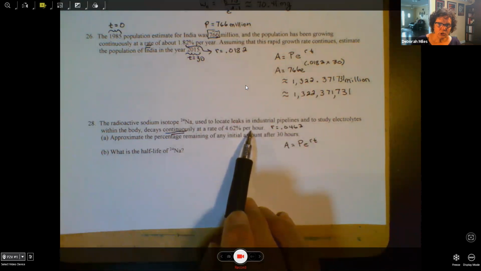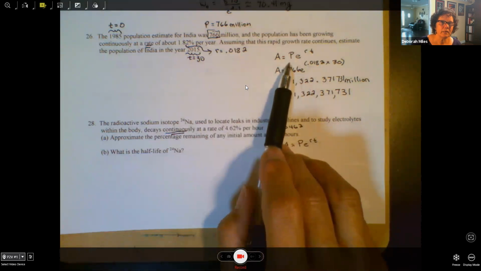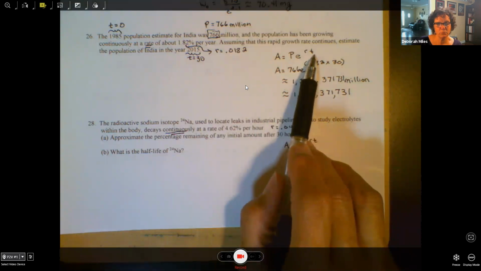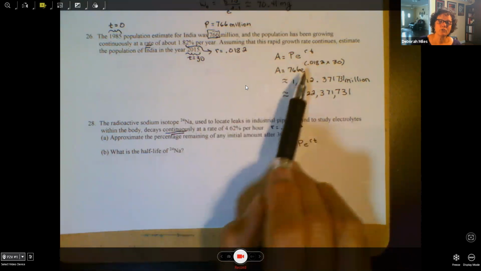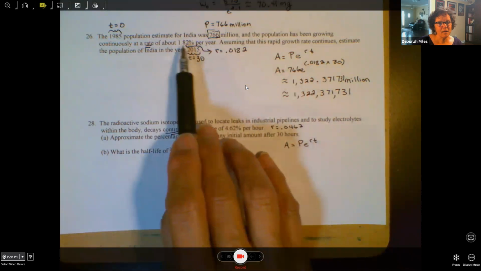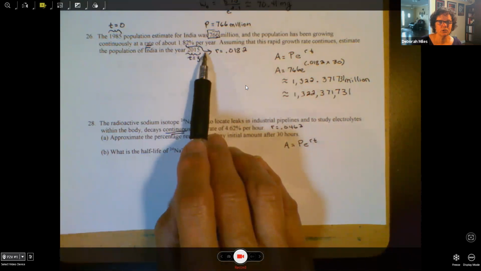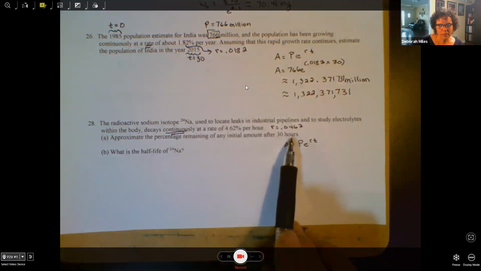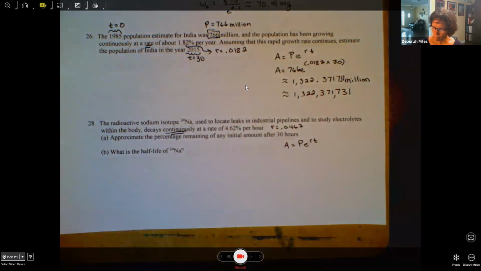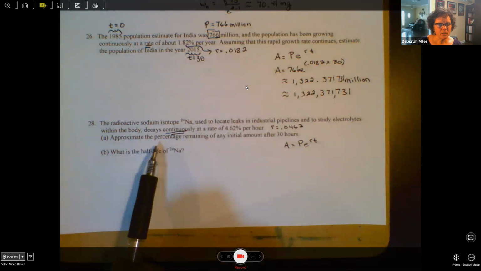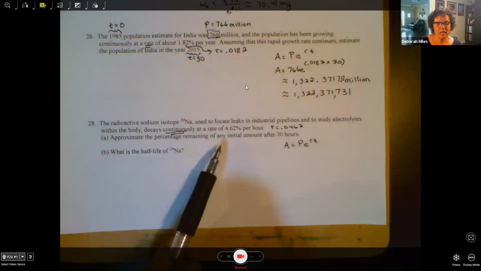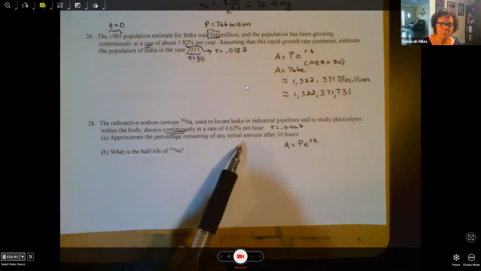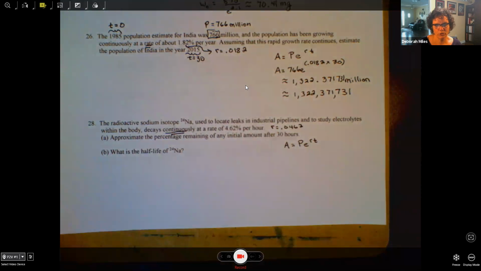The big difference in using the continuously compounded interest formula when you're talking about investment, that T has to be in years. But when you're talking about anything else, the time period just has to be specified. So here the time period was per year. Here the time period is per hour. Approximate the percentage remaining of any initial amount after 30 hours.